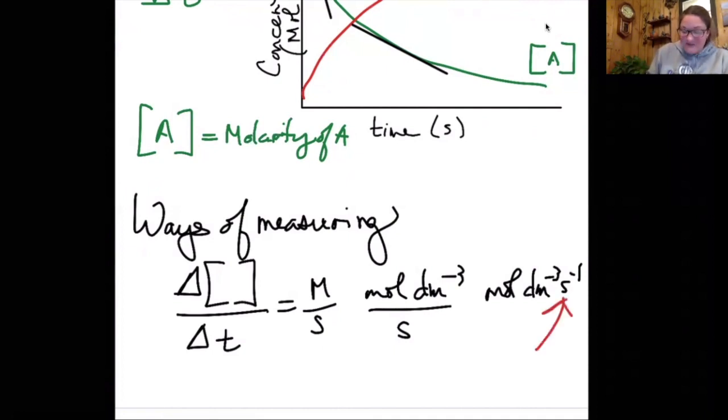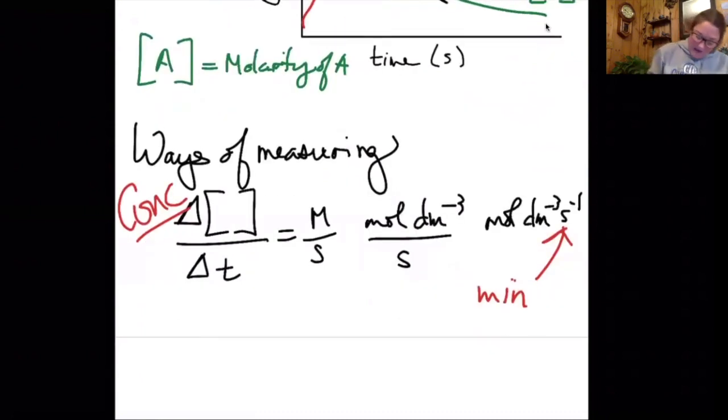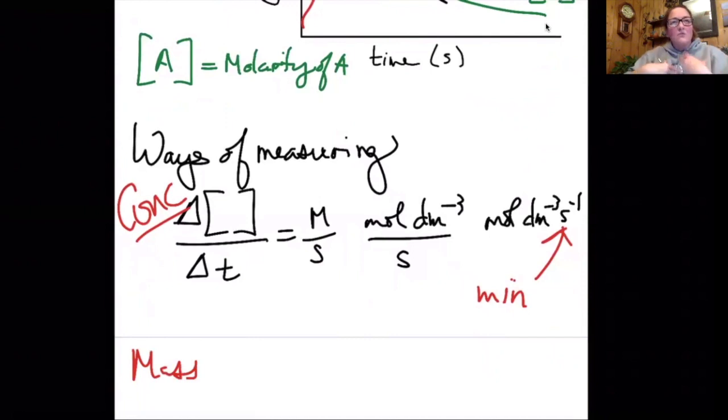This seconds can be in different units. Minutes might also be a possibility. Depending on how fast or slow the reaction is, different units would be preferable. So one way of measuring is change in concentration per unit time. Another way, if the container is reacting and releasing a gas, the mass will decrease over the course of time. So we could measure it by the change in mass per unit time.